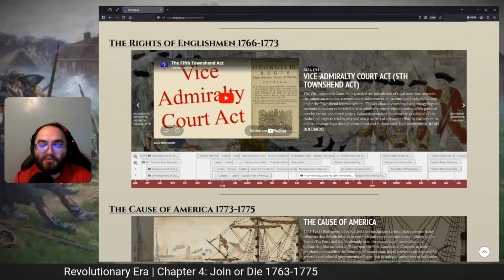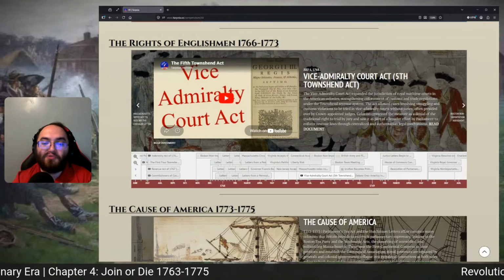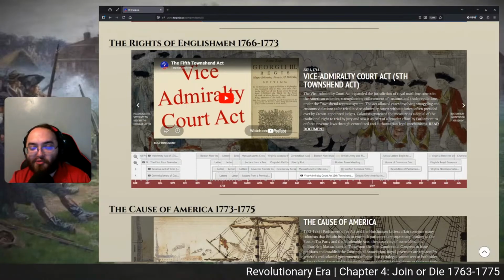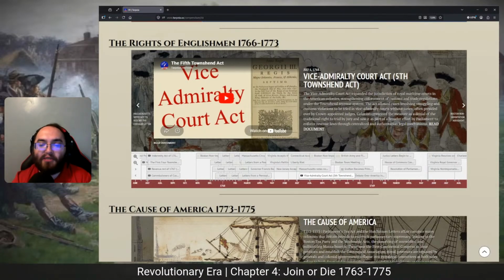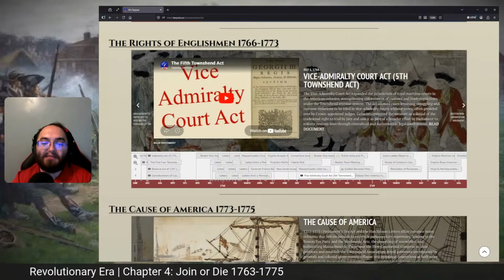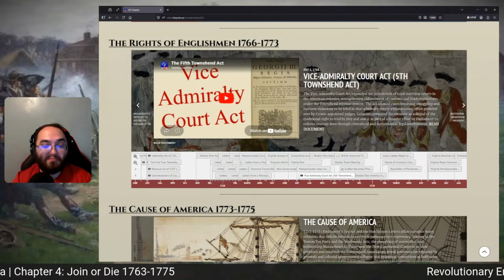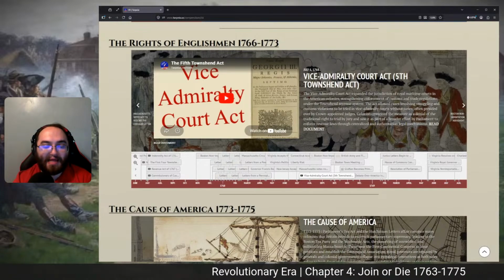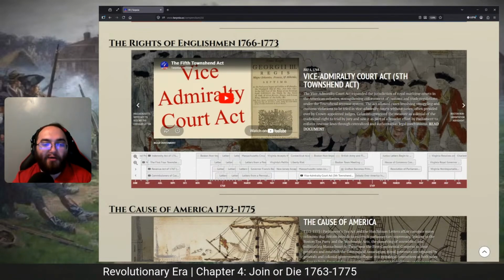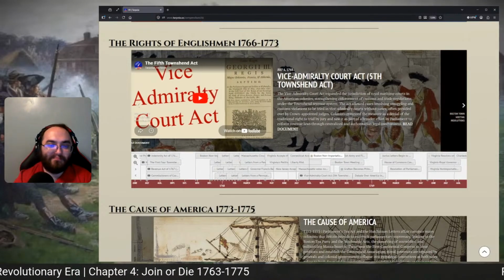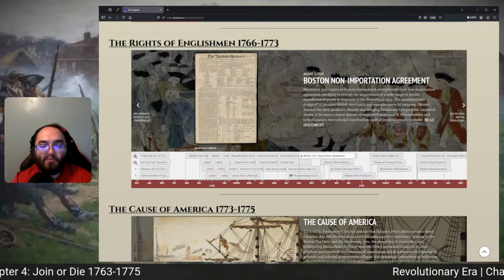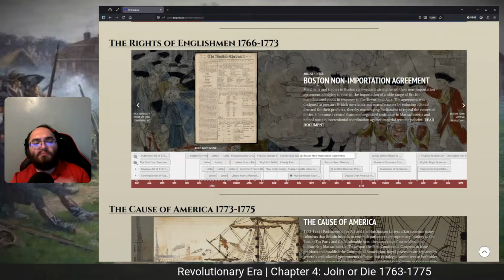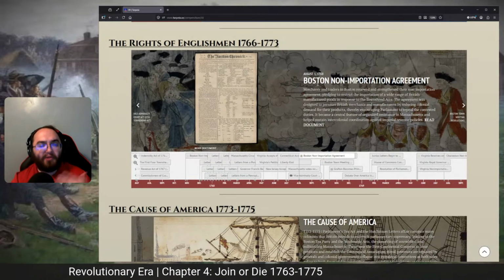Colonists criticized the measure as a denial of the traditional right to trial by jury and saw it as part of a broader effort by Parliament to enforce revenue laws through centralized and authoritarian legal mechanisms. So Parliament is becoming a little too aggressive, and now they're violating even more rights of Englishmen. Boston will pass another non-importation agreement. Most of these boycotts are one year long, so every year they have to renew them.